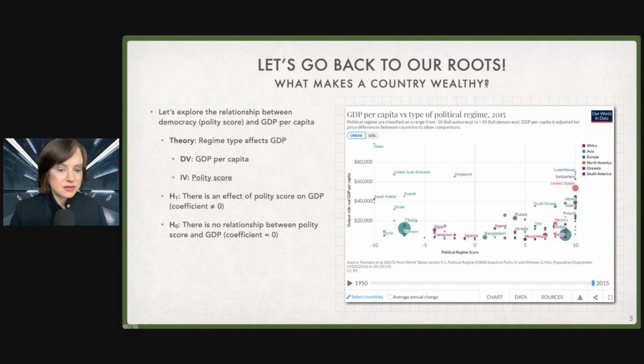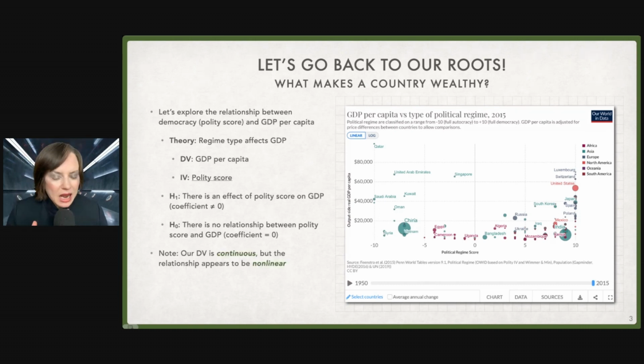My null hypothesis is that there is no relationship between polity score and GDP. My null hypothesis is the boring world. It's the world of no relationship. So therefore, I'm predicting that my coefficient in my linear regression output is going to be 0. We'll break that down specifically when we look at the results table.